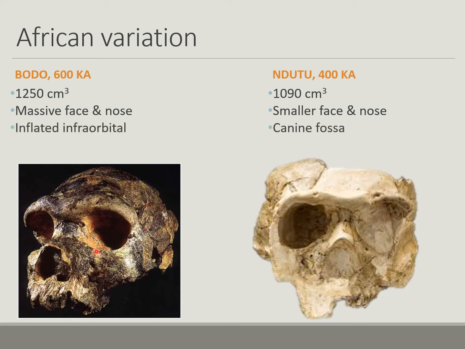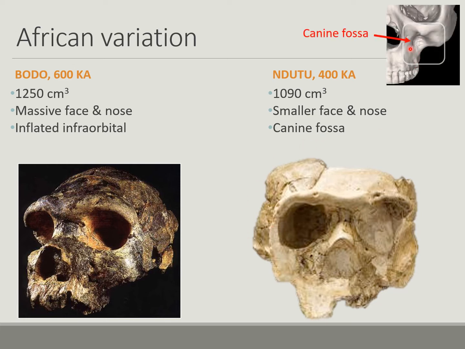Bodo has that inflated infraorbital region, right? So again, right, those bee-stung cheeks, whereas Ndutu has that depression, and now I formally named it. It is called the canine fossa. And you can see in humans, here it is and how pronounced it is. So again, if you just feel your face right to the side of your nostrils, you can totally feel that canine fossa. Very indicative of Homo sapiens. And Bodo has this thick supraorbital torus, whereas in Ndutu, it is thin.